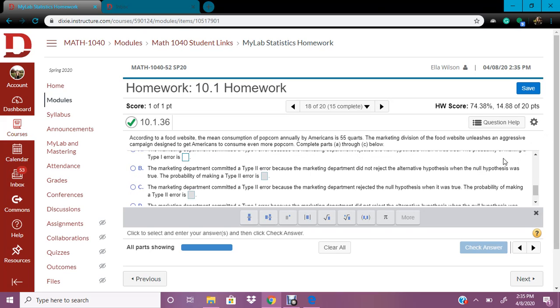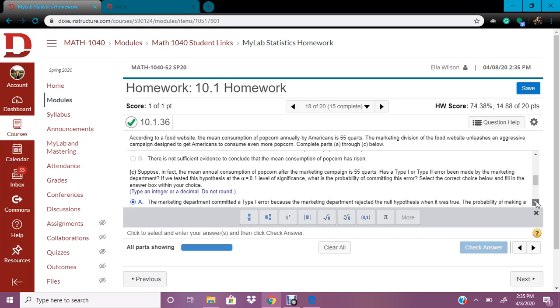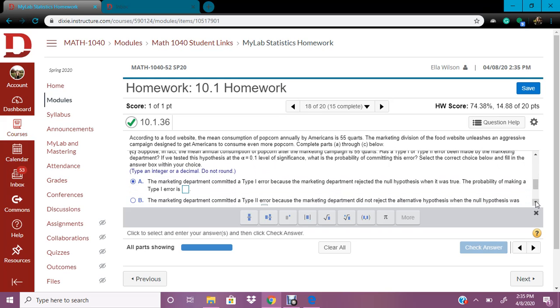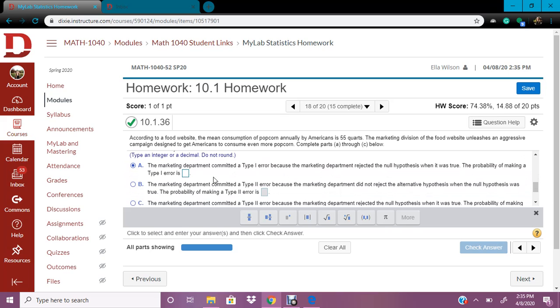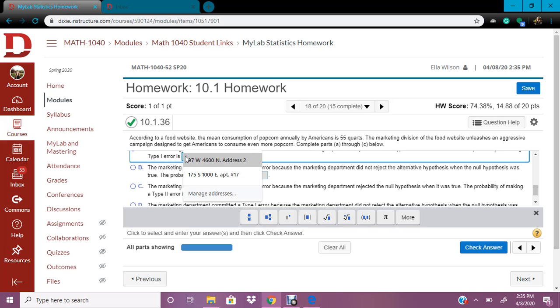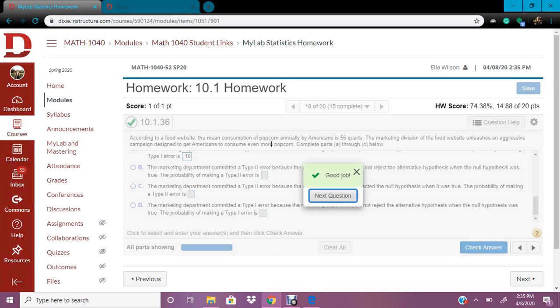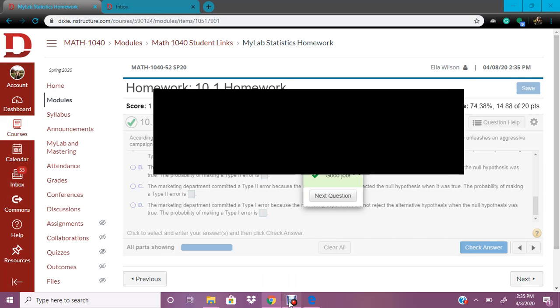This number that they gave us in question C is this A, the alpha equals 0.01 level of significance. That is the maximum probability of, that's the probability of creating a type 1 error. So that's where we would put that right there, that 0.01 that it gave us in that problem. So that is how we do that problem.